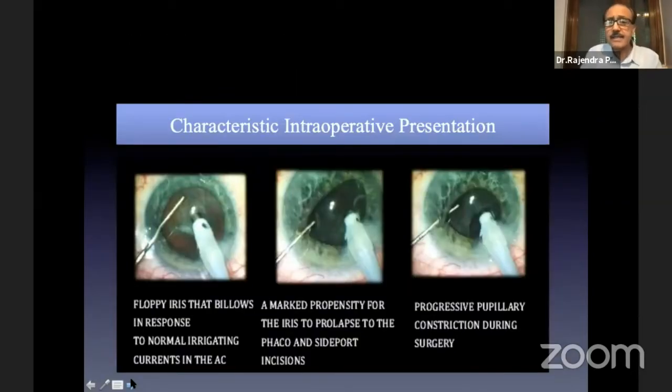So what is the characteristic intraoperative presentation of this syndrome? Intraoperatively, you'll get a floppy iris.